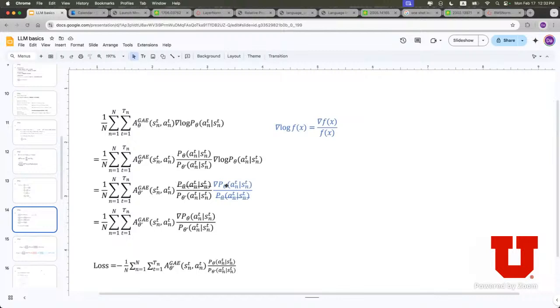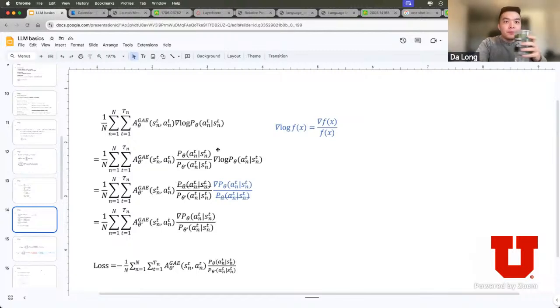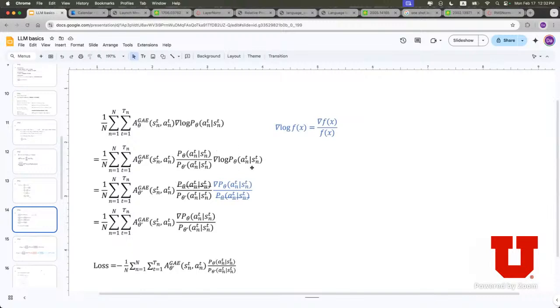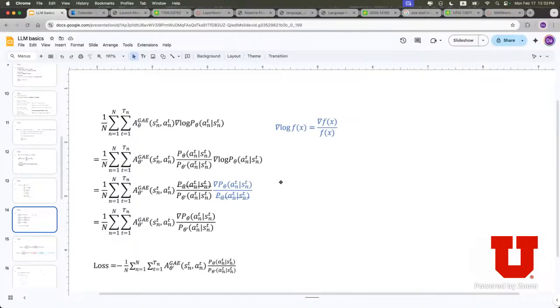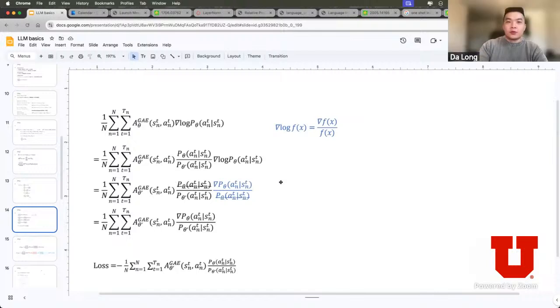So let me try to annotate. You see, we only have theta prime. Our goal is to get the theta. But the problem is we don't have a theta GAE. We only have a theta prime, right? So I think the whole idea of PPO is to try to control how far we move from P theta prime to get the new P theta. That's the whole idea.